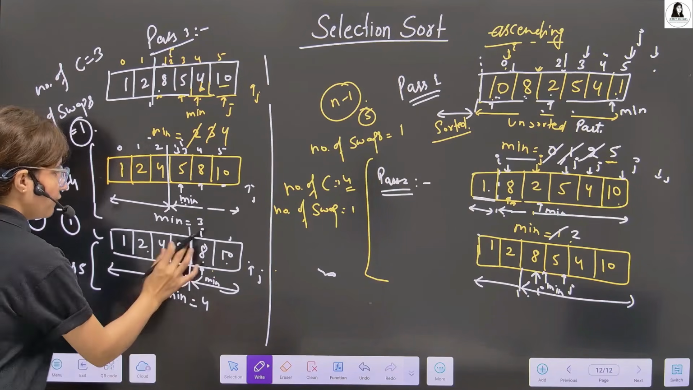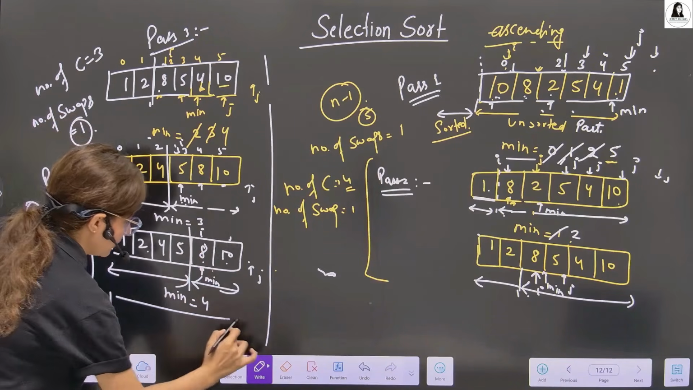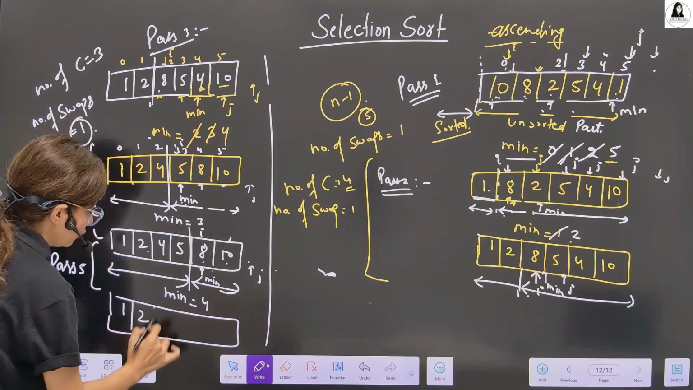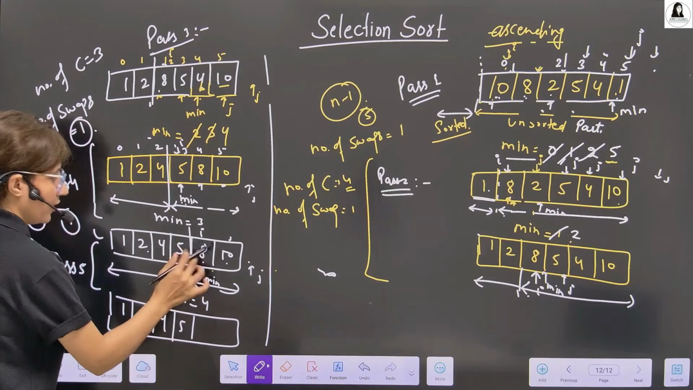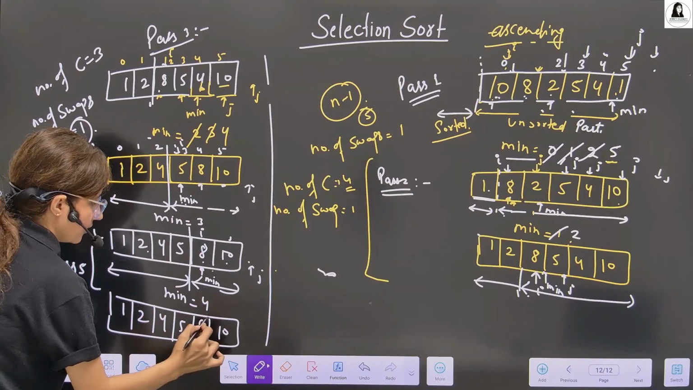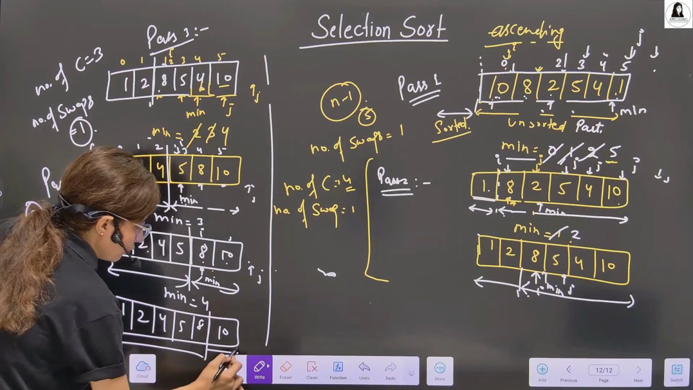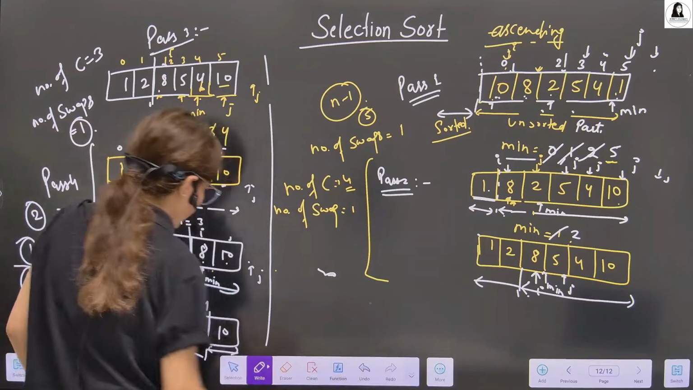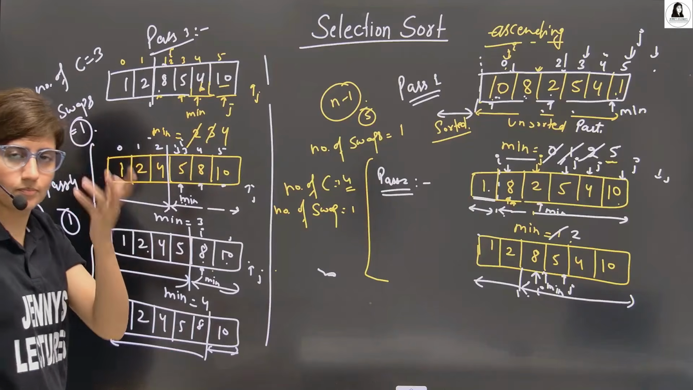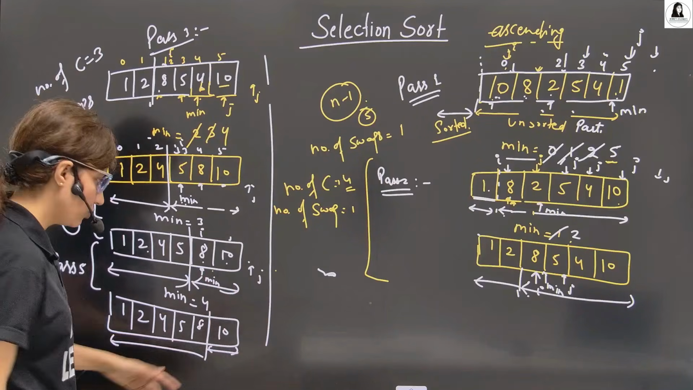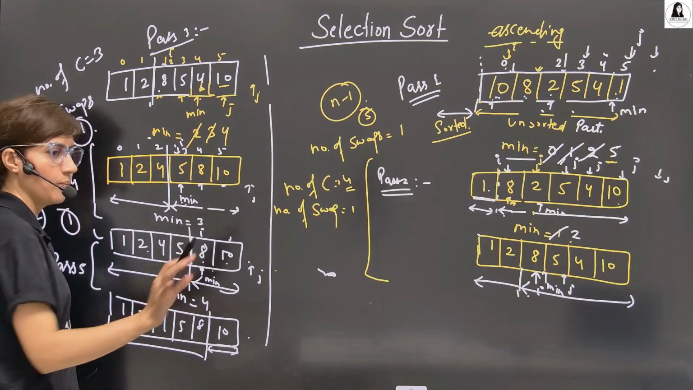Yes? After this, array becomes something like this. 1, 2, 4, 5. If we swap 8 with 8, so 8 is this and 10. So this is my sorted part, this is unsorted part. But in unsorted part, now I have only one element. So there is no need to again sort. Just this is already sorted, we stop.